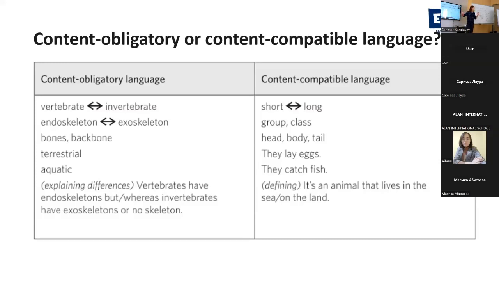Yeah. Well, for the assessment, it is better to have 70% compatible words, which students understand, and 30% obligatory words, it is enough. I'm not saying don't use any obligatory words, but this percentage is enough. Why, Mr. Sanjar? Because of Krashen's theory.